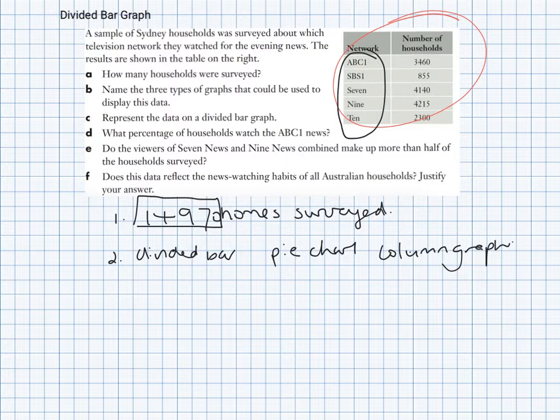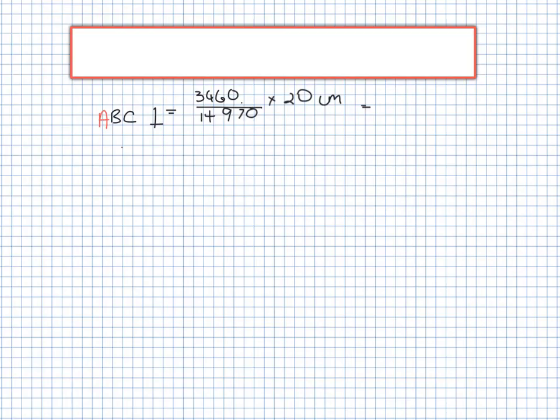And for part C: represent the data on a divided bar graph. This is the one I really want to get stuck into this lesson. For my divided bar graph, I've decided to make a bar that is 20 centimetres long. I'm assuming each of these little squares is half a centimetre. Now I need to work out the fraction that each of my different categories will take up of that bar graph.